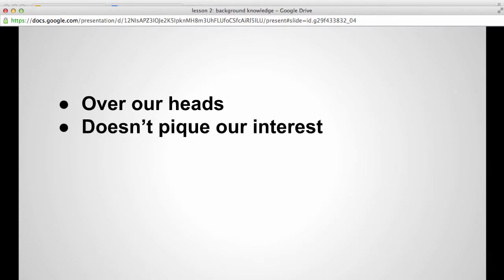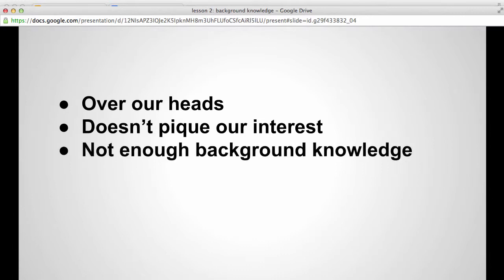The second reason is it doesn't pique our interest. So sometimes things just aren't interesting enough for us. But the warning here is that a lot of times in life and in college and when you're doing different activities, you have to read stuff that you might not be interested in. You have to write about topics you're not interested in. So that's sort of a double-edged sword here, which is sometimes when you're not interested in it, you may have trouble understanding it. But at the same time, sometimes you have to fight that and still read something that you're not interested in, just for the sake of becoming better at the topic, at any topic.